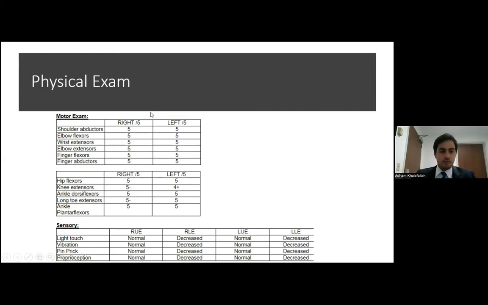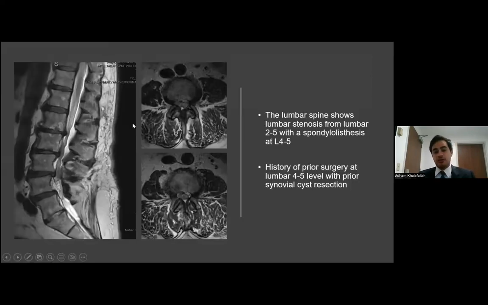So the patient got multiple imaging. We'll start first with his MRI of the lumbar spine. You can see here this patient has a lumbar stenosis extending from L2 to L5 with a grade 1 spondylolisthesis at L4-L5. The patient also has a history of a laminectomy at lumbar L4-L5 for a synovial cyst resection.